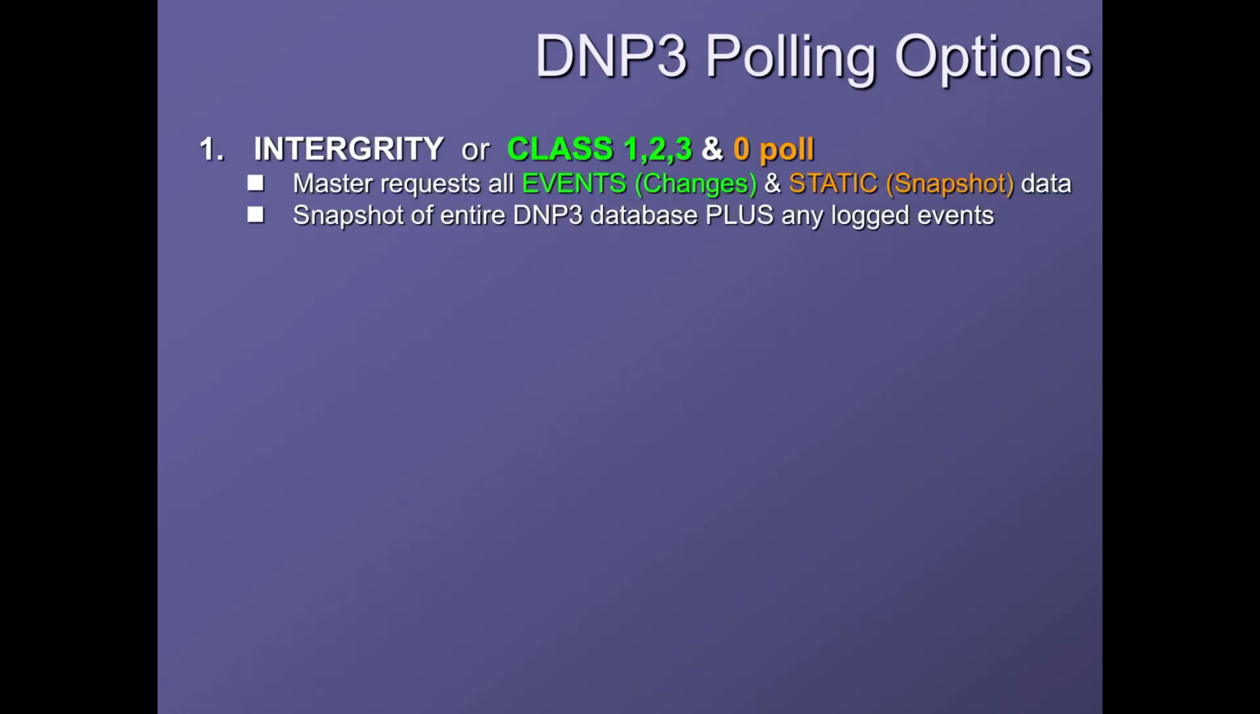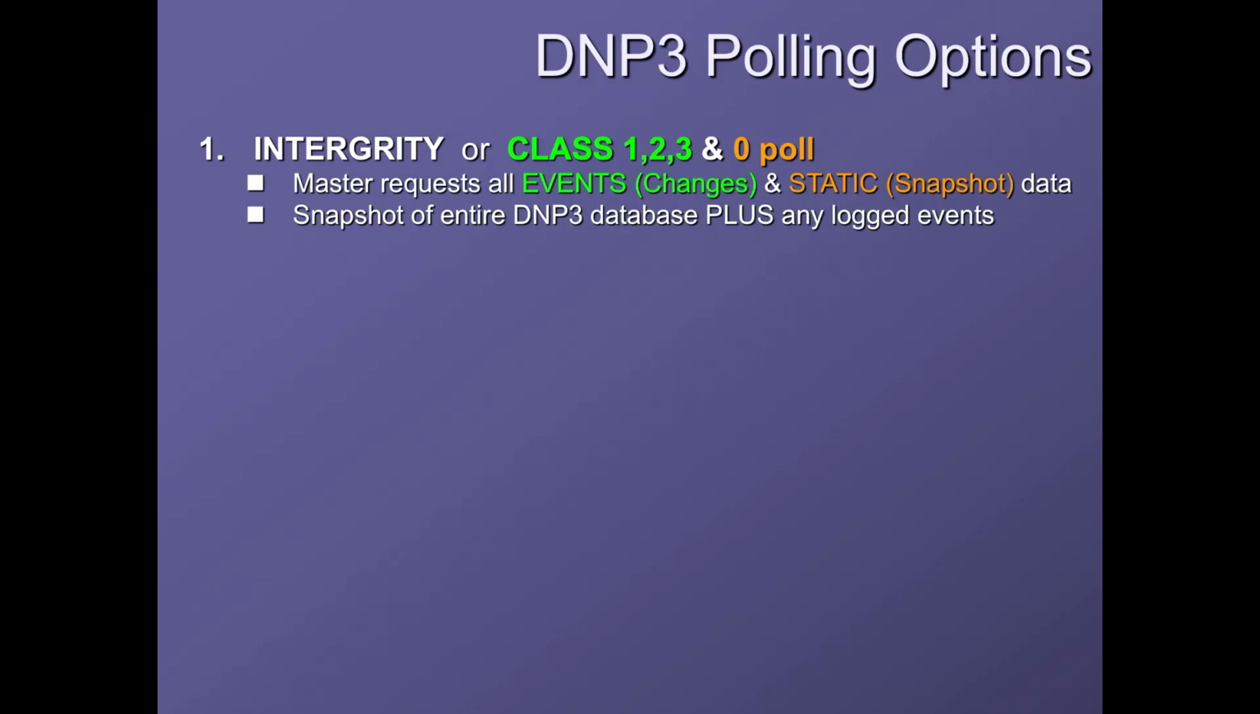So when it comes to our polling options or our polling schemes, when we say polls, this is essentially a request going out from the master that's configured with some of these class data objects in them. And the first one is what's called an integrity poll. If we were to look at our object library, we would see that this integrity poll is one that includes all events and all real-time points.